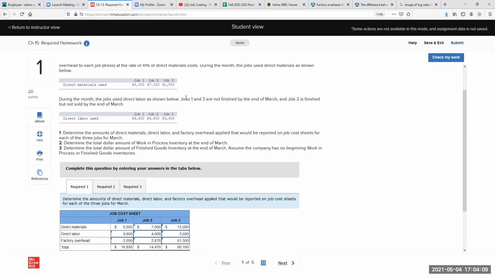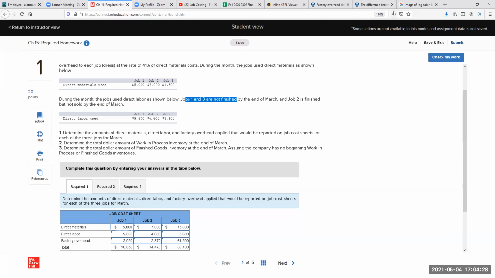Now, look what it says though. Jobs 1 and 3 are not finished. So that means at the end of the period, they're not done. Well, what is that called? They're still in work in process.